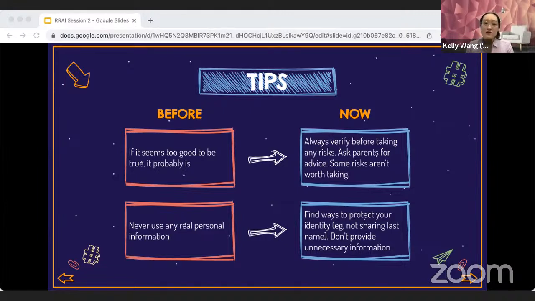And also just remind them that some risks are just not worth taking. It's important for kids to understand that, especially in an online world where everything can seem so perfect and nice and wonderful, and have it be the absolute opposite.